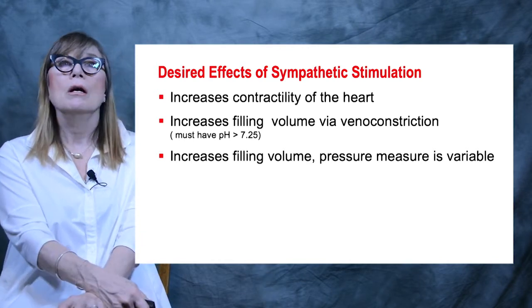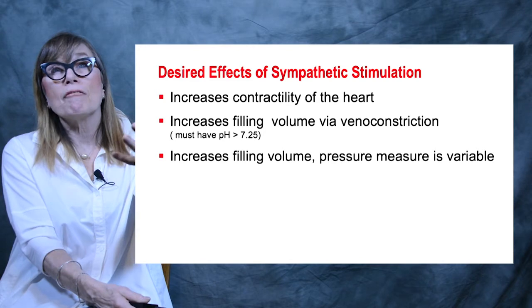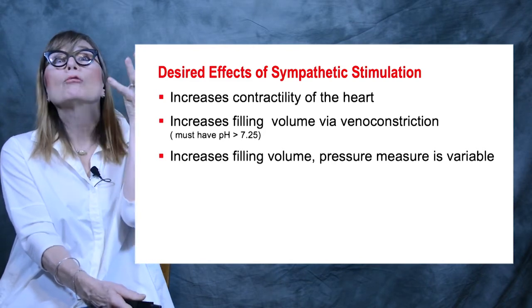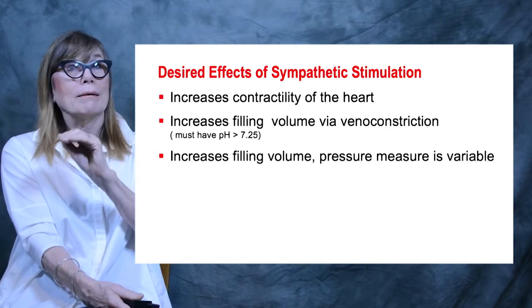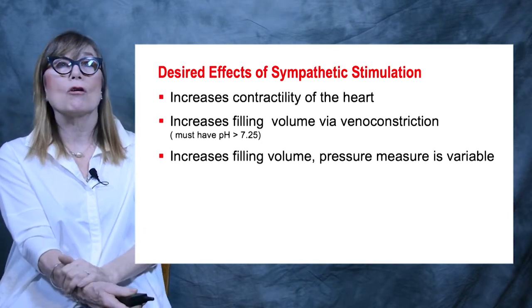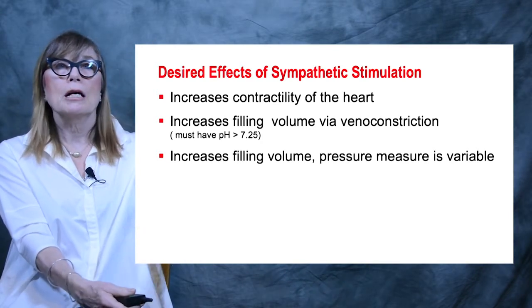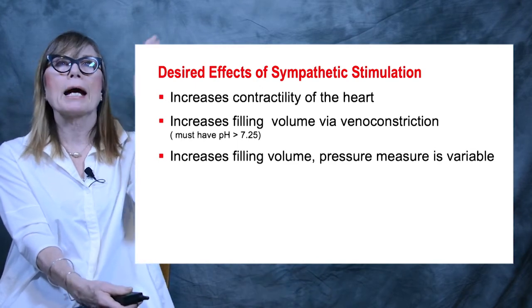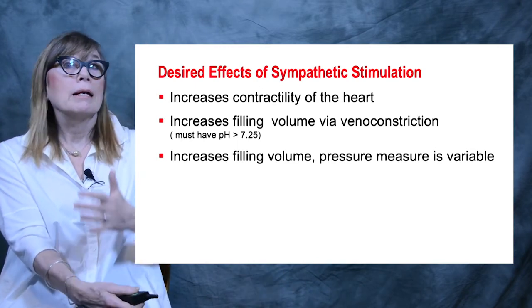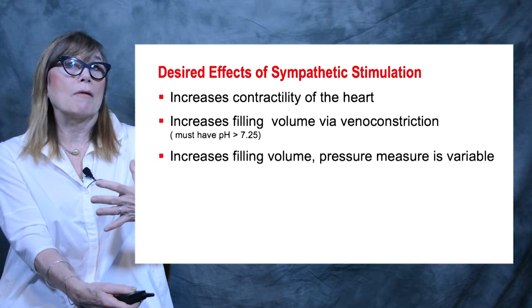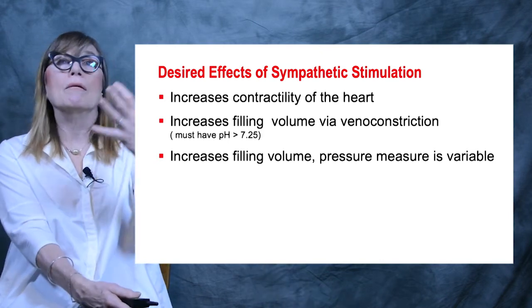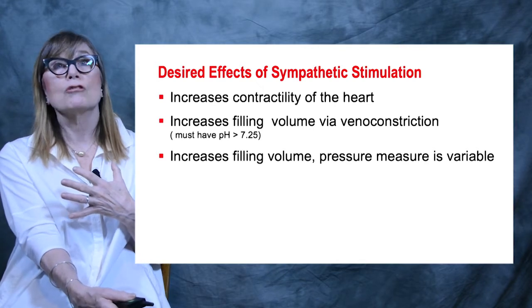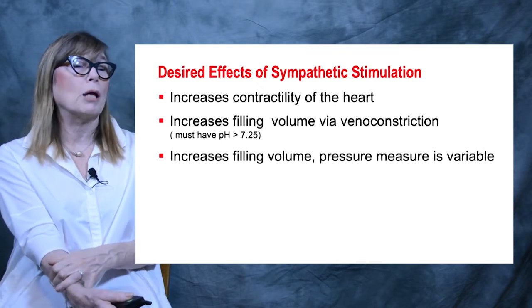It's not always constant. So it increases my filling volume. It increases the contractility, and it also, by the way, not on that slide, increases your heart rate. Heart rate is up, ejection volume is up, cardiac output goes up. Now, I release my own norepinephrine and epinephrine because my tissues need more oxygen. You give me epinephrine and norepinephrine generally because you're trying to drive up my blood pressure.